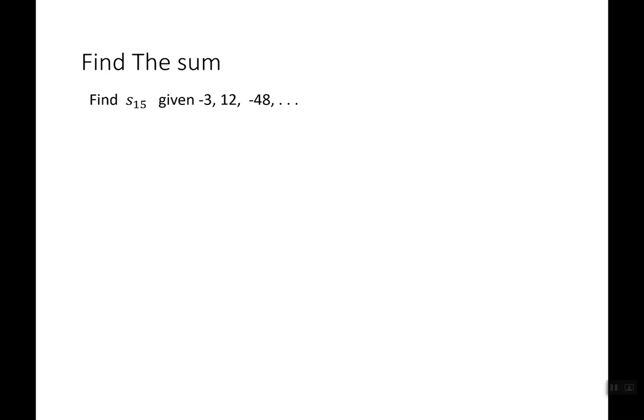All right, let's see if we can get one a little smaller. This says let's find S of 15, given I have negative 3, positive 12, negative 48. My first term is negative 3, my ratio is negative 4, so it's important that you pick up there was a negative in the ratio. So the sum of the first 15 terms, there's my negative 3.